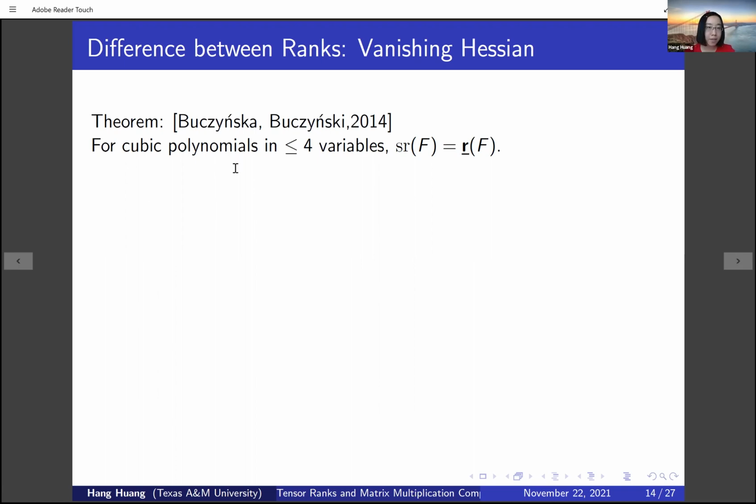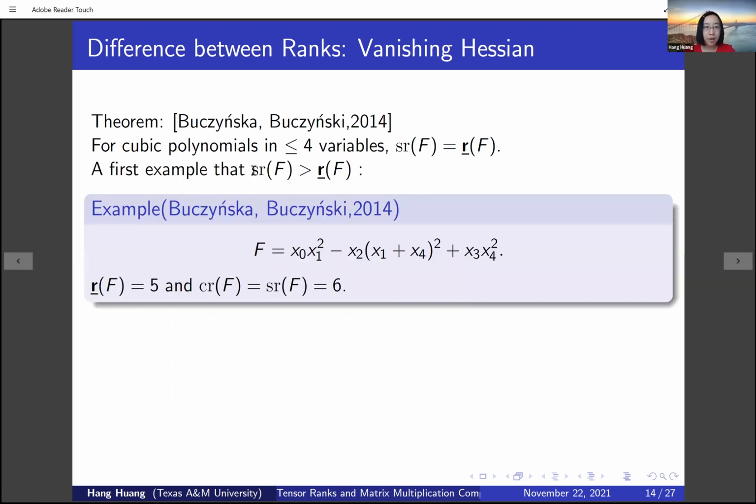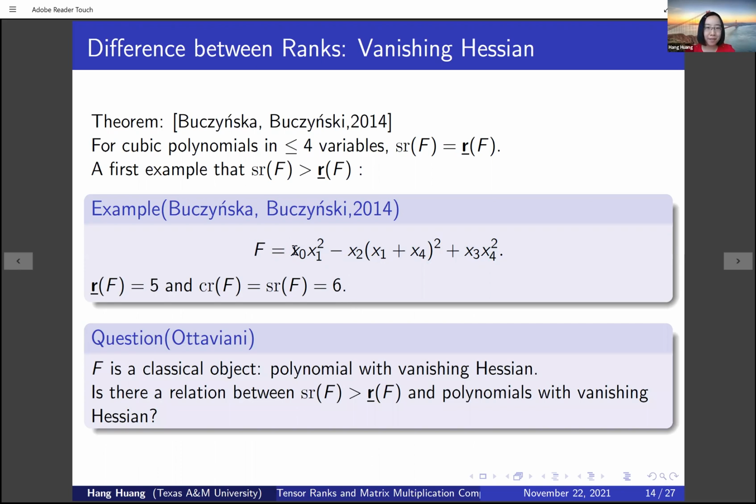And in the same paper, they gave the first example where you have a gap between the smoothable rank and border rank. And this is in fact a cubic polynomial in 5 variables. And this polynomial is very special in other contexts. So Ottaviani observed that this is in fact a very classical object, which is called polynomials with vanishing Hessian. So he asked if there's a relation between this very subtle difference between the smoothable rank and border rank and this very classical object, which is polynomials with vanishing Hessian.